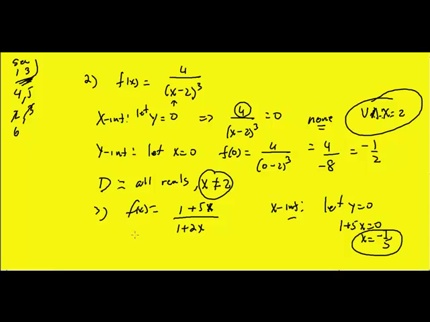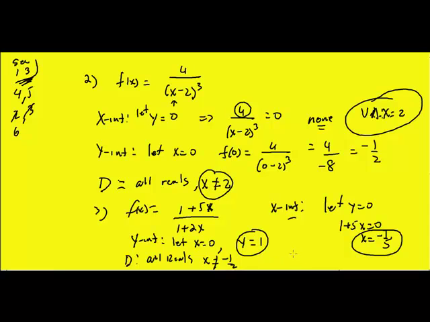Alright. Y-intercept means I'm going to let my x equal 0. So we're big boys and girls, so we can do that in our head. What does that turn into? What does y turn into? 1. Okay, domain. Does this have a restriction? X can't equal what number? Negative 1/2. So domain is all reals, x cannot equal negative 1/2.